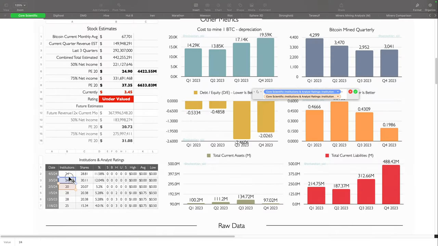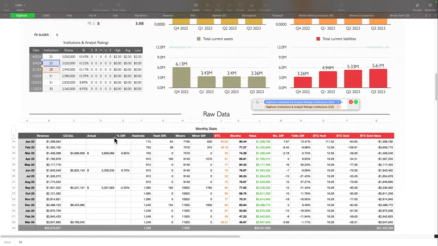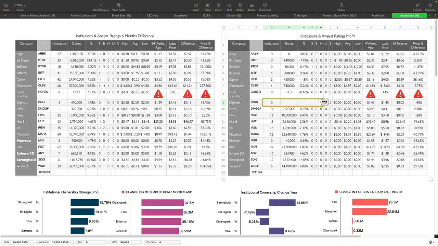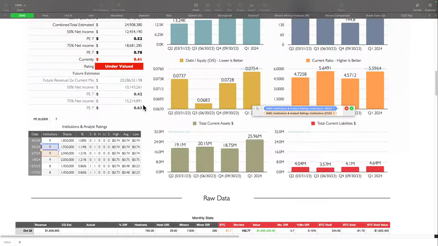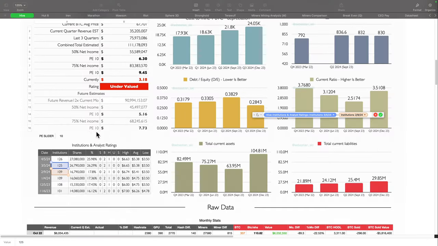Core just recently has obviously been getting a little bit more traction with institutions as well, obviously from getting out of bankruptcy here in the last couple of months, which is obviously helping them a little bit here. And that would obviously be good for them in the long run. They're still far behind from where everybody else is. And then you can see obviously Digihost and DMG not having a lot of institutions in them. So not a lot of love from those guys. And that's mainly because they're not growing that much, I think.